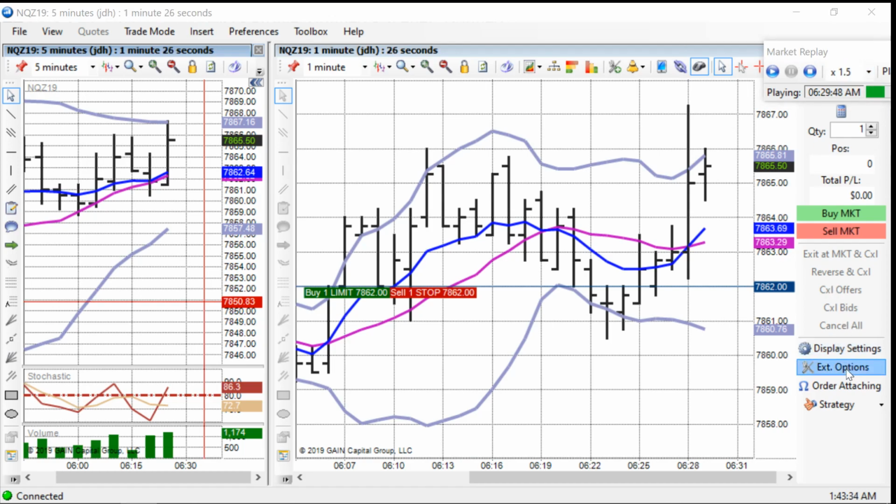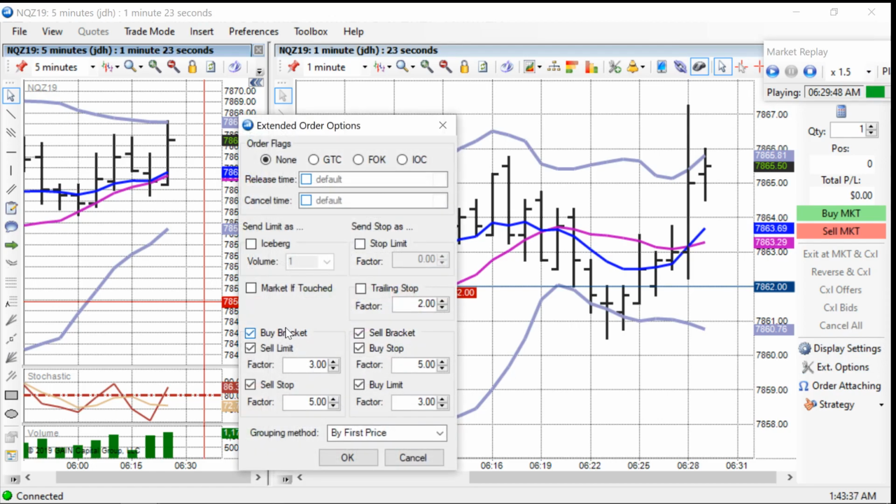And just to show you where I've got the bracket set, for each side of the order bracket, I've got the sell limits. For the buy bracket, I've got the sell limits, which are the targets, set at 3 points, and the sell stop set at 5 points. For the sell bracket, I've got the buy stop, which is the stop loss order for the sell side, set at 5 points, and the target set at 3 points for the buy limit orders.